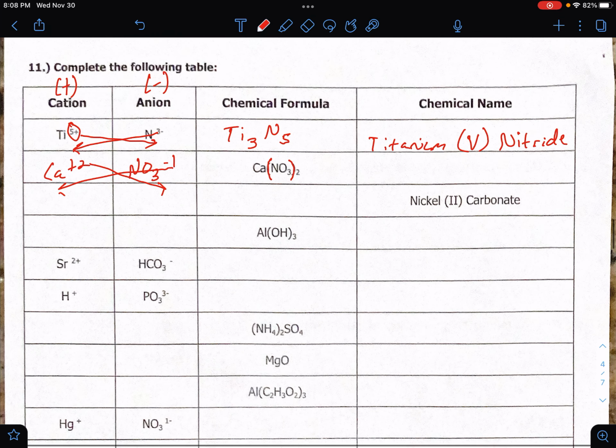Now, when it comes to my name, Ca is calcium. You would ask, is calcium a transition metal? Nope, it's in group 2, so I do not need a Roman numeral. And NO3 is nitrate. So if you notice, up here you have nitride. Down here you have nitrate. Anytime you see ide, that means it came from the periodic table. It is just an element by itself. So nitrogen is just by itself.